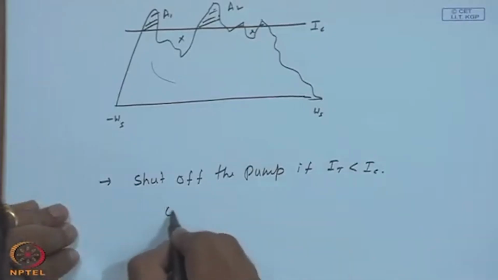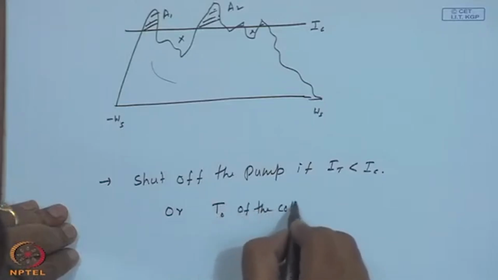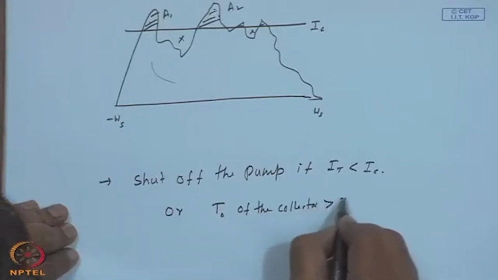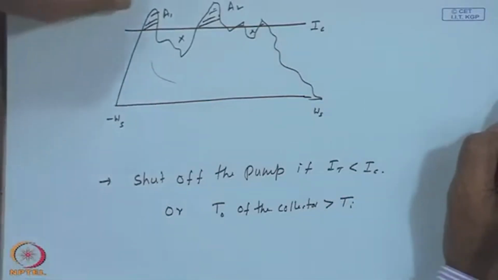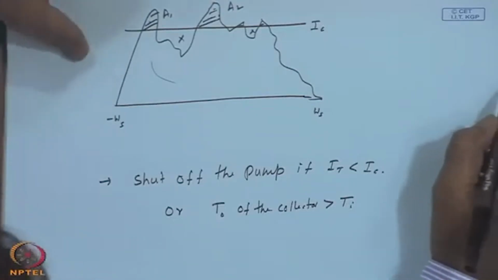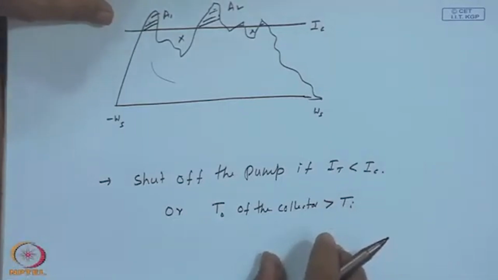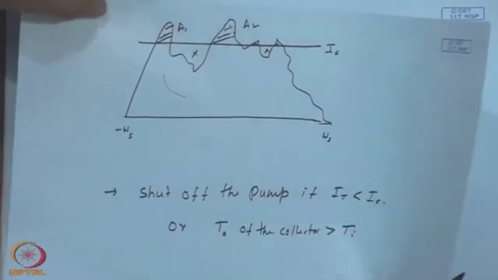Or, T O of the collector should be greater than T I. This is where the practical difficulties I was mentioning will come in when you run a system scale experiment or even a component scale experiment. The control may not be able to shut it off exactly when T O is greater than T I. How much greater? It will have a bandwidth of 5 degrees or 2 degrees or 3 degrees, and consequently my shutting off or starting will not be exactly according to the mathematical control.